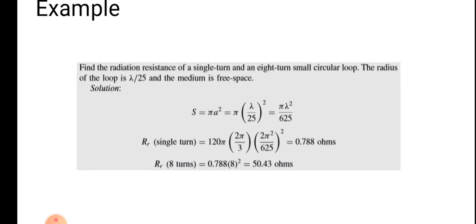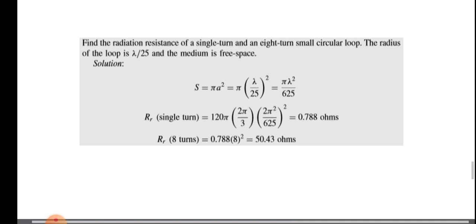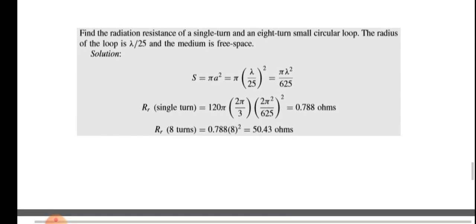Find the radiation resistance of a single turn and an 8-turn small circular loop. The radius of the loop is λ/25, and the medium is free space. So there are two loop antennas whose size is the same for both cases. Both have a radius of λ/25, but both are different. One has a single turn, another has 8 turns.